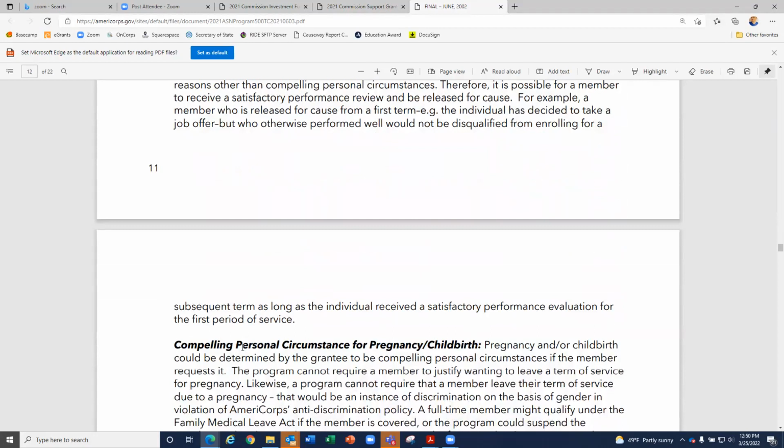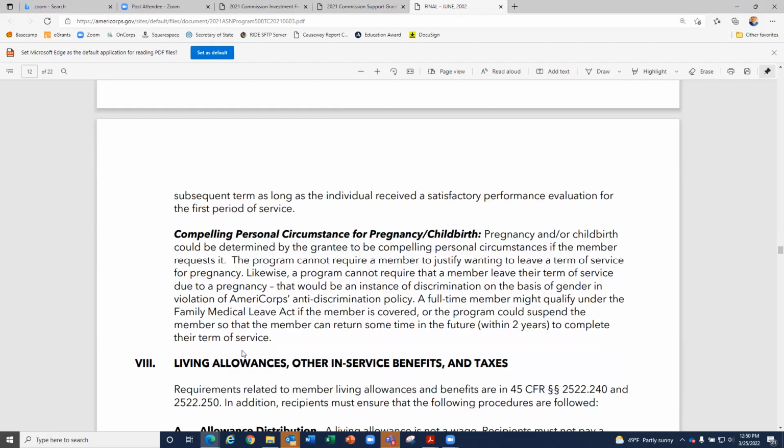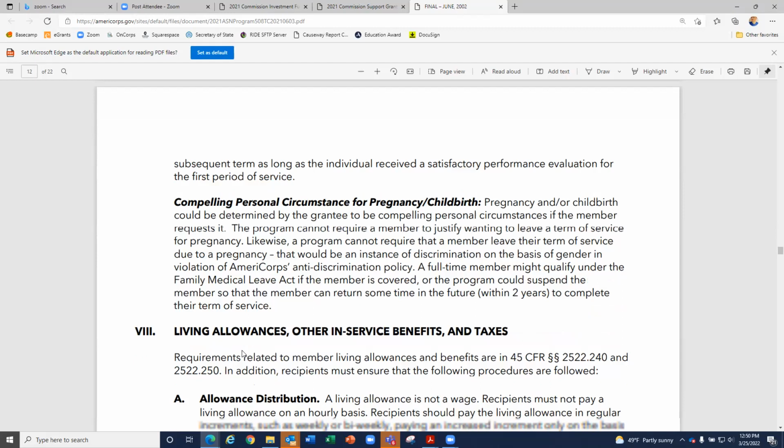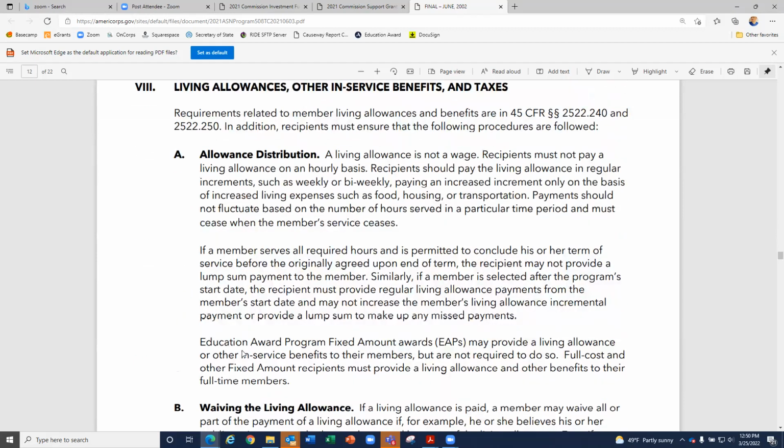AmeriCorps members can also exit, and the exit process is explained in the terms and conditions, and also the expectations around living allowance. That living allowance is not a wage. It is a stipended amount of money that is paid not on an hourly basis, but on a weekly or bi-weekly basis in equal amounts for all the AmeriCorps members who are doing similar work, similar service.